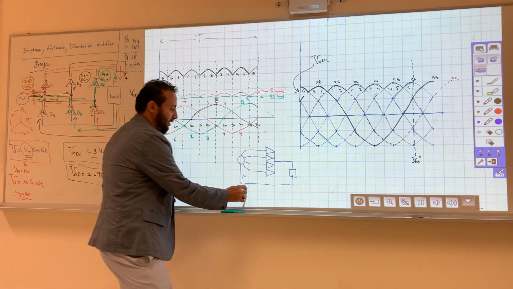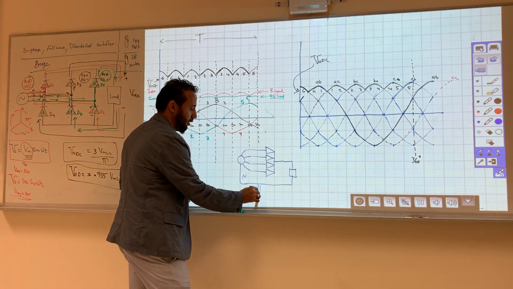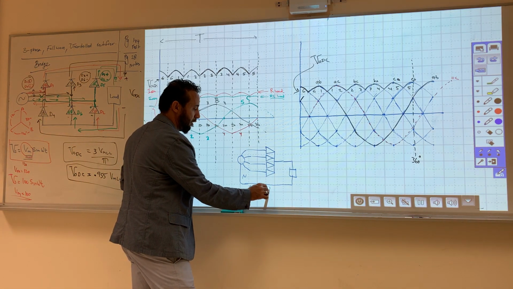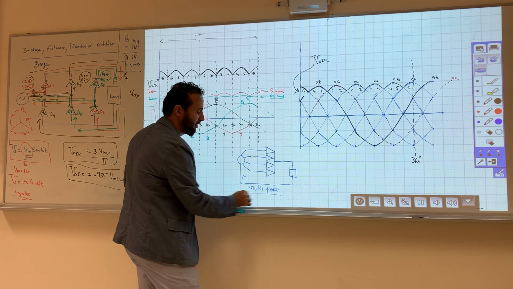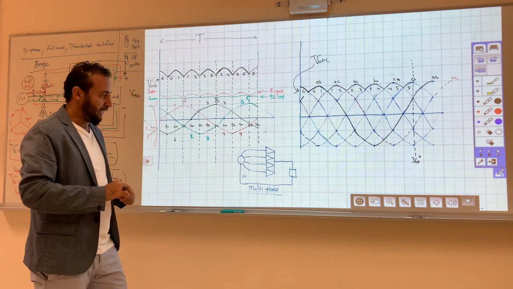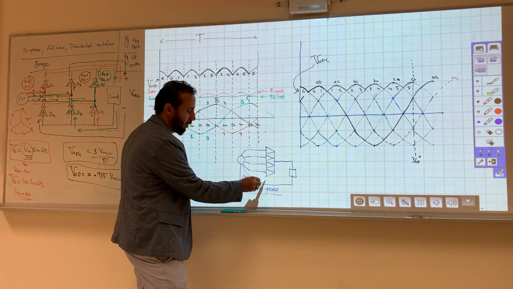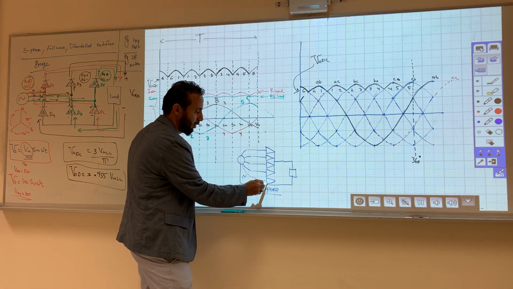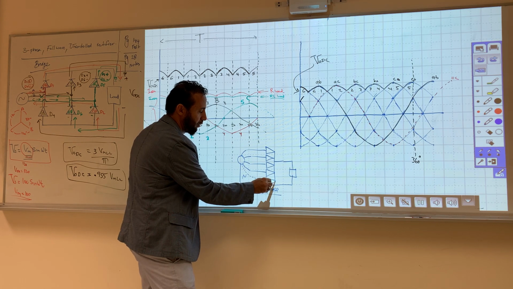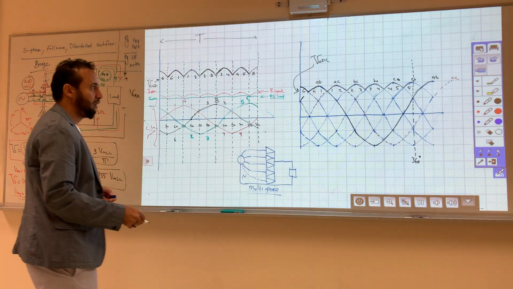This is called multiphase. And I can use 5. If I want to use 5, same thing, I will add this here. Okay? This is 5 diodes.